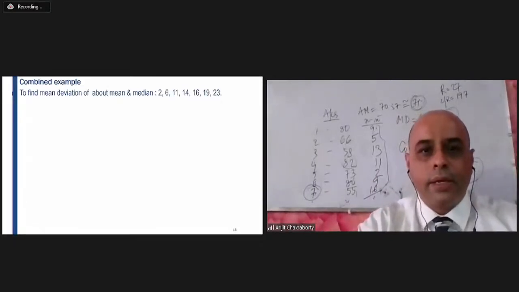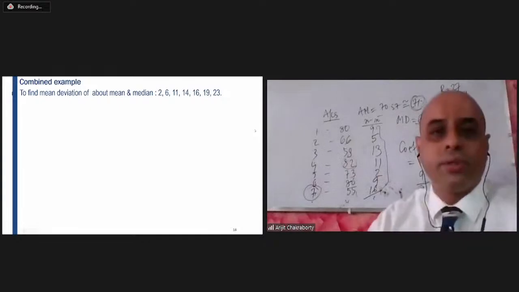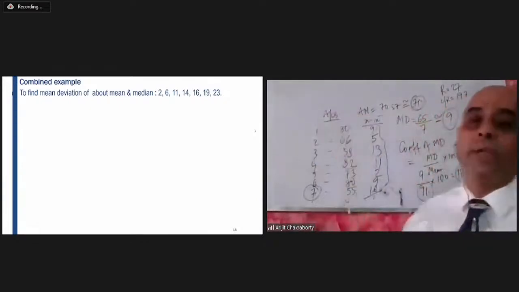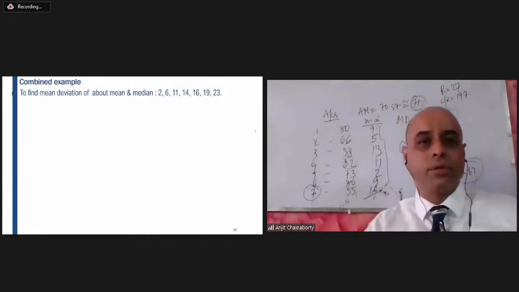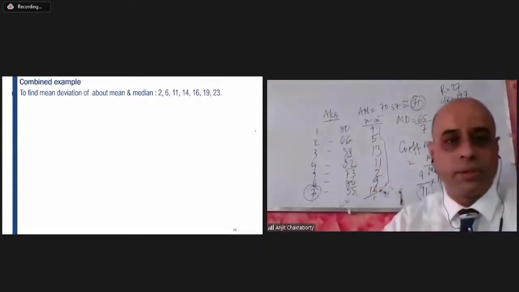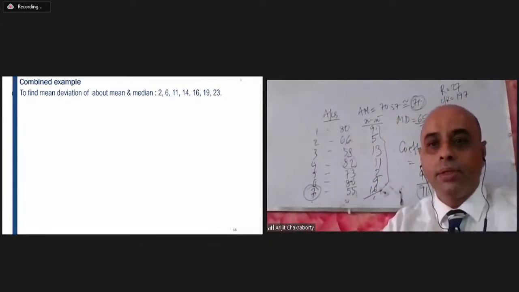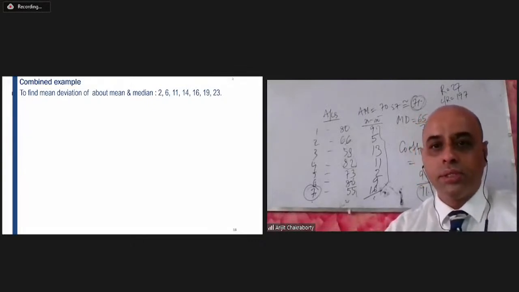Okay. Now let us take a combined example. In this last problem, I have also shown range and coefficient of range, so that it will be a comprehensive example which includes all the parameters we have learned: range, coefficient of range, mean deviation, and the coefficient of mean deviation. Now this is a combined problem on mean and median, so we will try to solve mean and median together. 2, 6, 11, 14, 16, 19, 23.